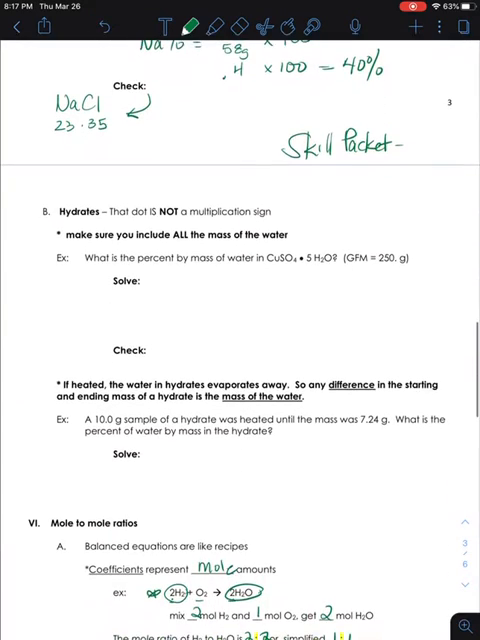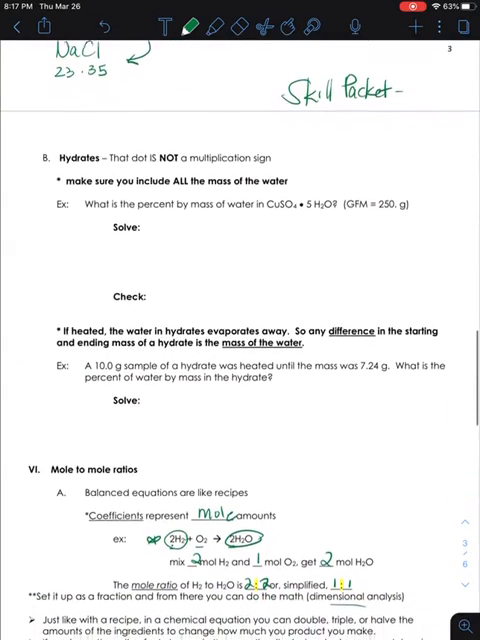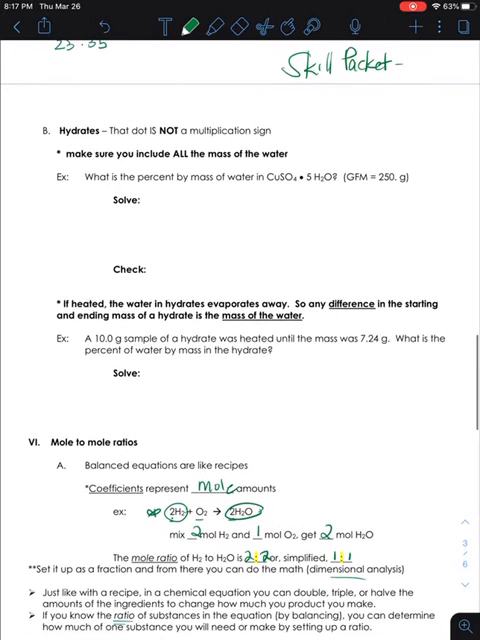Now let's take a look at how this works for hydrates. A good point that was brought up is, what is that dot all about? That dot is not a multiplication sign. What it means ultimately is that you have a substance, say copper sulfate, which is ionic, and surrounding it would be 5 waters. That's what that little dot represents: you have this compound surrounded by water.